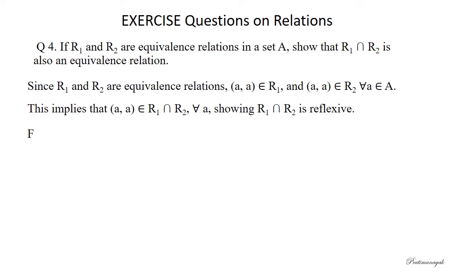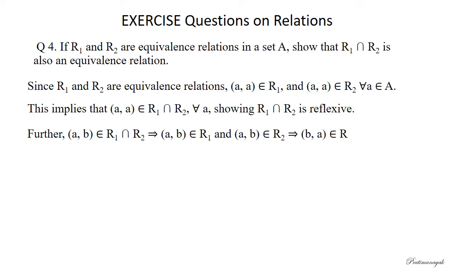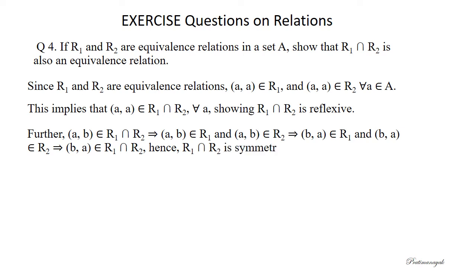Next, (a, b) belongs to R1 intersection R2 implies that (a, b) belongs to R1 and (a, b) belongs to R2. This implies that (b, a) also belongs to R1 and (b, a) also belongs to R2. This implies that (b, a) belongs to R1 intersection R2. Hence, R1 intersection R2 is symmetric.